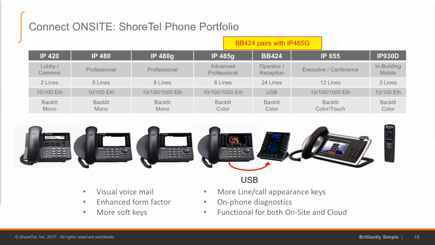The IP655 is your conference phone. As you can see there, it's a large screen phone, and it is touchscreen. It's always the first question. Hey, it's a big screen. Is it touchscreen? Yes, absolutely. So this phone is great for executives. It's great for conference rooms.